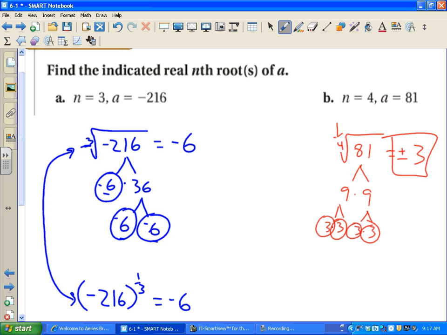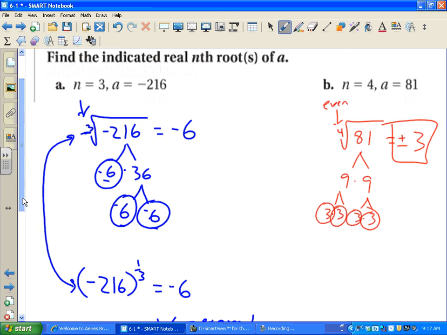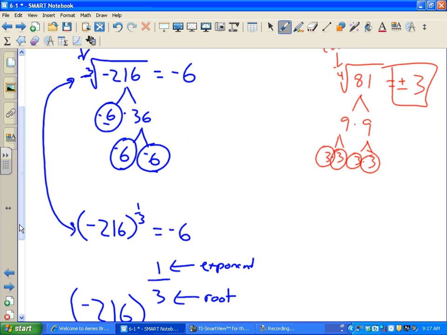Make sure you see the difference between letter B and letter A. Letter A was a cube root. That was an odd root. An odd root, we're going to have 1 solution. An even root, 2 solutions. Okay? Writing the 4th root of 81 as a fractional exponent, just to make sure you're okay with that, that would be 81 to the 1/4. Again, remember that the denominator is the rooter and the top part's the exponent. Okay? 81 to the 1/4 is the same thing as saying the 4th root of 81. Those two things are equivalent expressions.